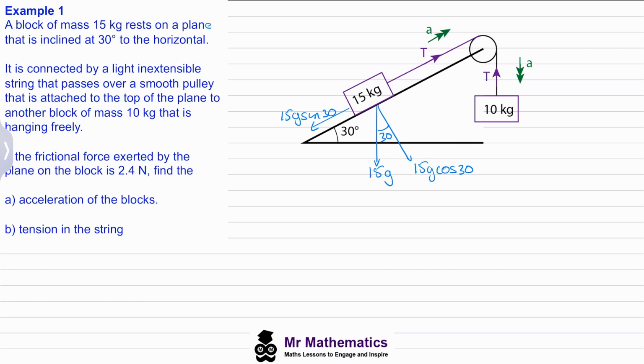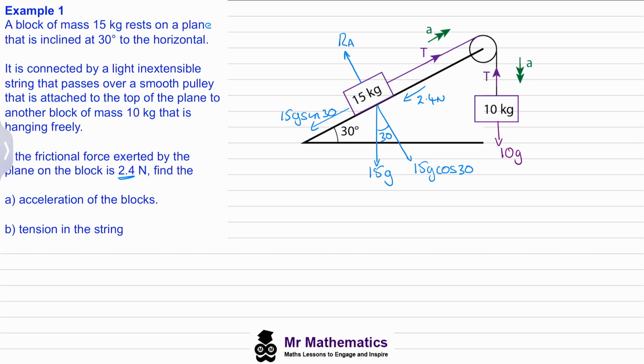And we're told in the question that the frictional force exerted is 2.4 newtons between the plane and the block. As the block is moving up the plane, friction will act against it, trying to slow it down. So friction will act in this direction, and we're told this is 2.4 newtons. And we know there'll be a normal reaction between the plane and the block, which we can call RA. If we look at the 10 kilogram mass, this will have another weight, acting vertically downwards, of 10g. And because it's hanging freely, there'll be no other forces acting on this other than the tension.